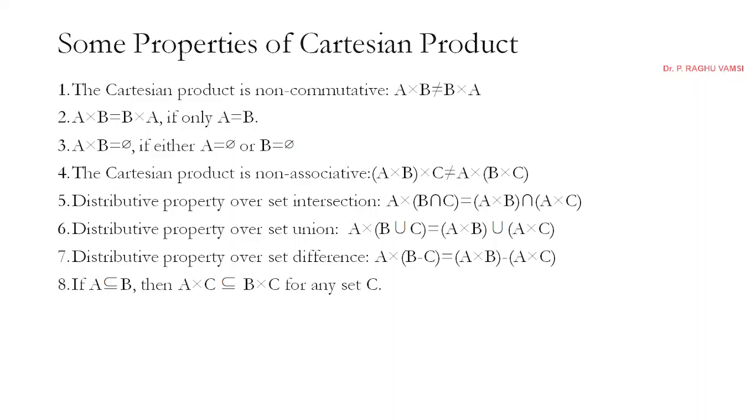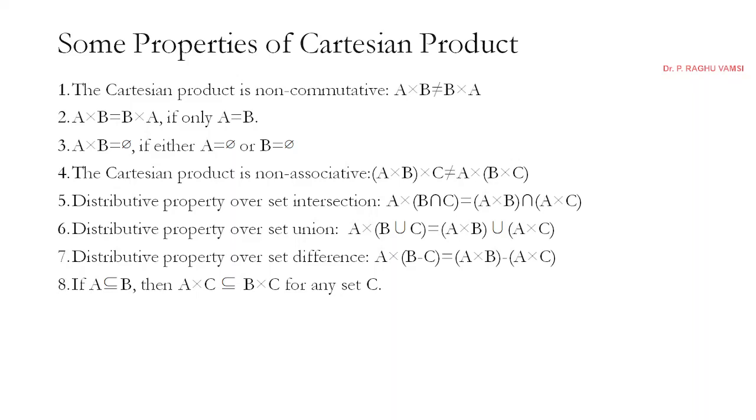A cross B is equal to phi or null if either A is equal to null or B is equal to null. It is just like multiplication of 0 with anything is 0. Next, the fourth one is, the Cartesian product is non-associative, that is (A cross B) cross C, that is A cross B within the brackets cross C is not equal to A cross (B cross C) within the brackets.